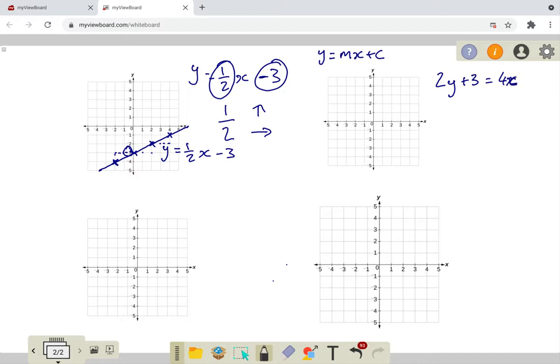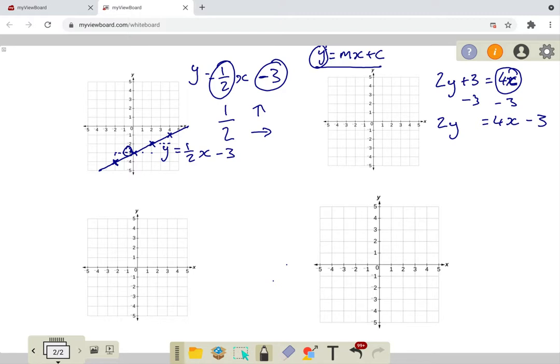Now in this equation, as you can see, the equation that we have isn't in the form y equals mx plus c, because y isn't the subject. Right now the subject is 4x. So all you need to do in this case is rearrange it so that y becomes the subject. First thing I'm going to do, get rid of this 3: minus 3 on both sides. I get 2y equals 4x minus 3.